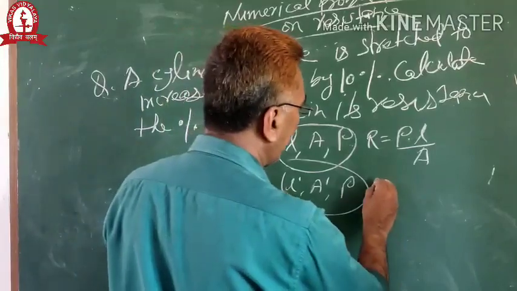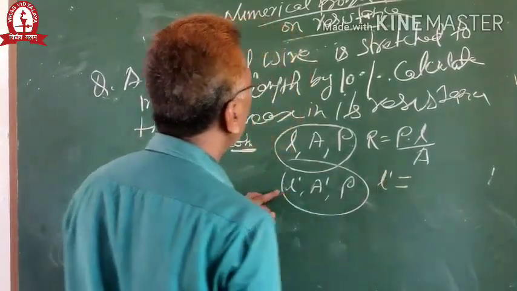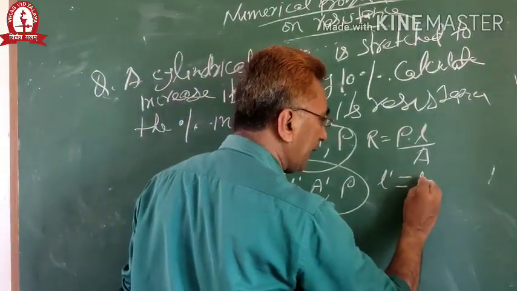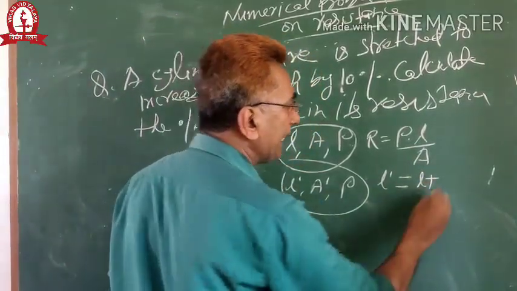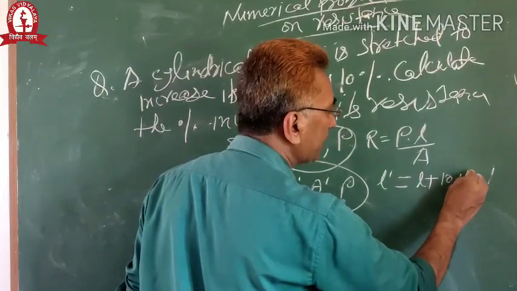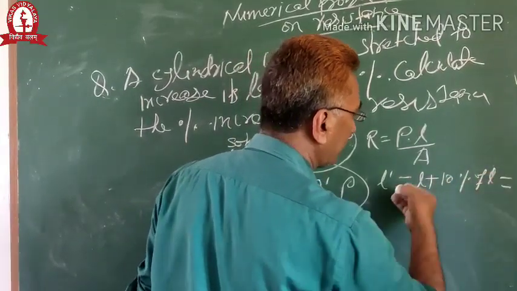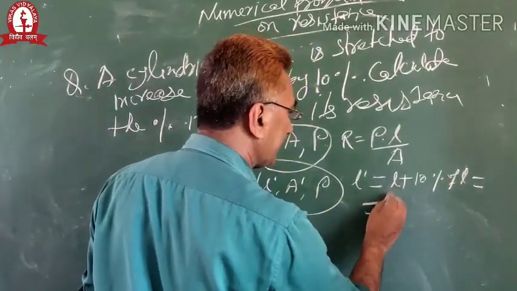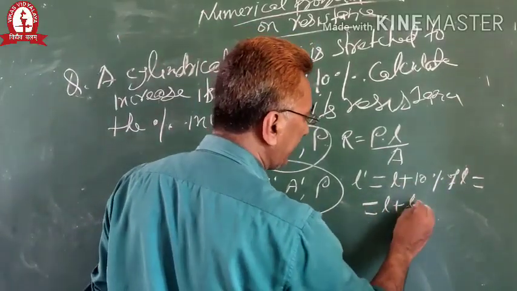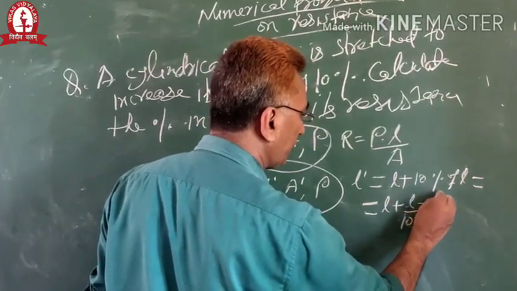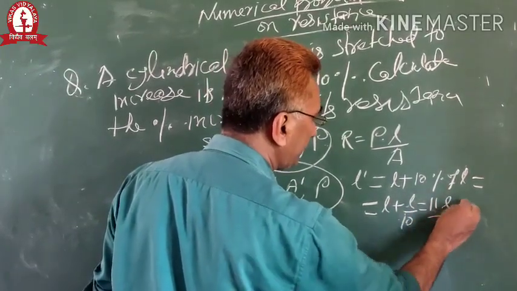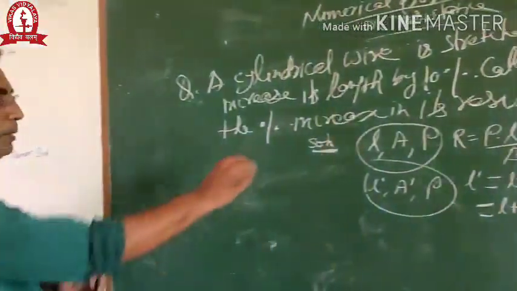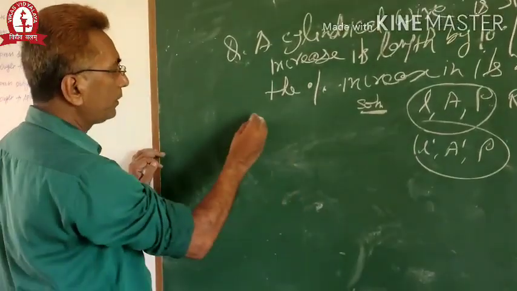L dash is equal to how much? With a 10% increase, the new length is L plus 10% of L. Now calculate this. The value will be L plus 10% of L, that is L plus L by 10, which becomes equal to 11L by 10. This is the new length. Now come to R dash.